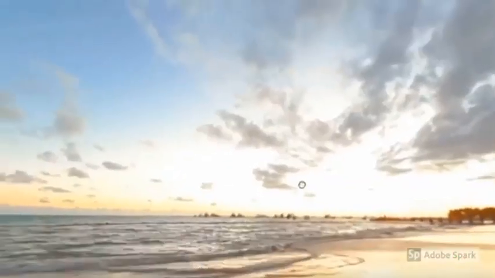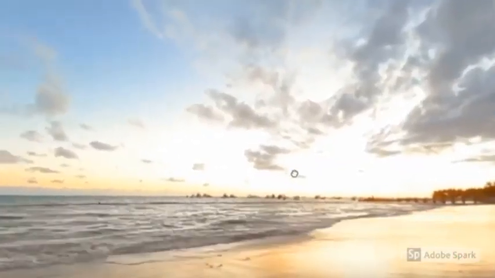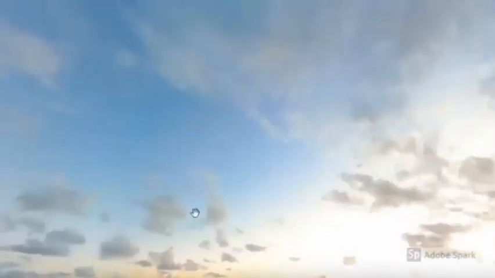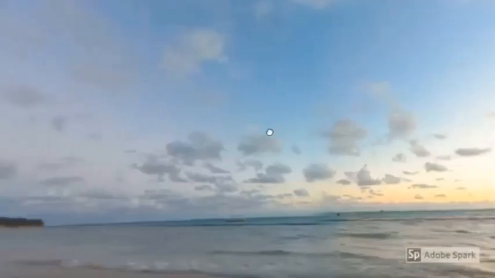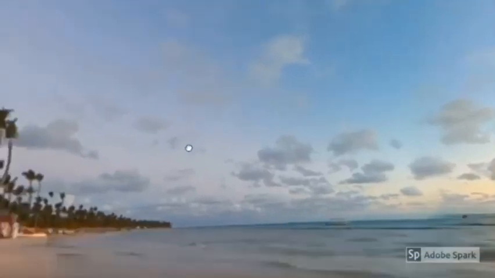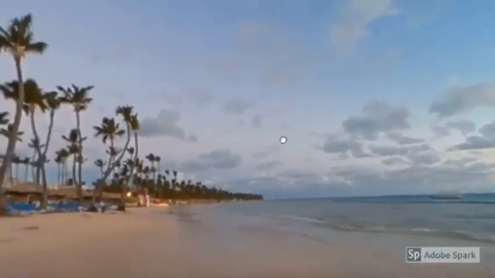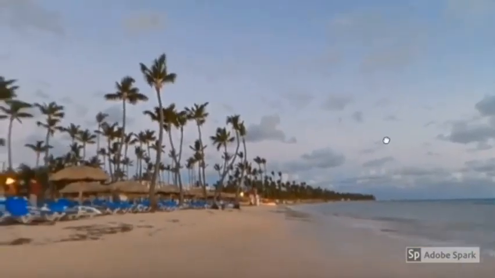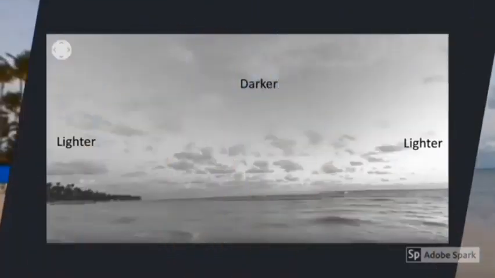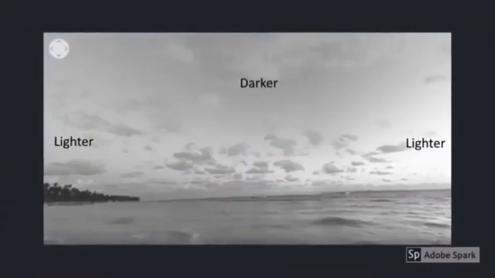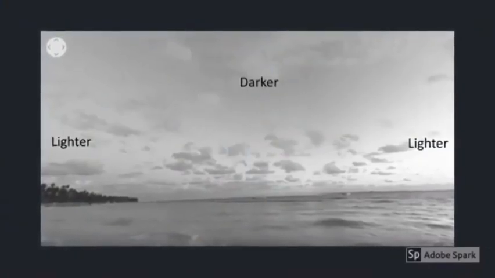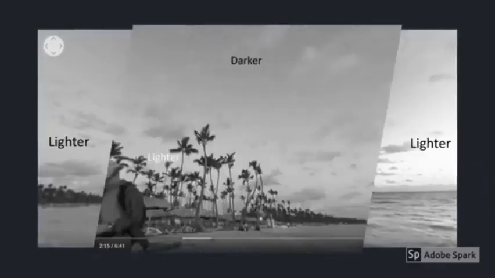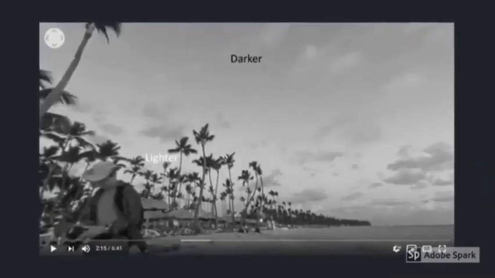Go see it for yourself. There are a lot of cool places to watch the sunrise. Here I found a neat 360 video of a sunrise on Punta Cana Beach. I'll leave a link for you in the description. But check out that gradient. The gradient in the sky is even easier to see when you put it in black and white. And here we are looking west.